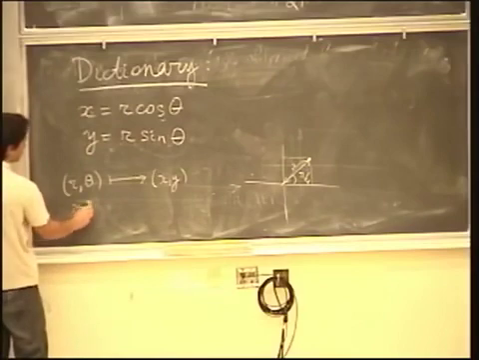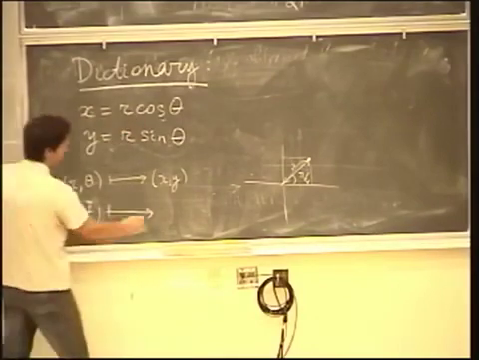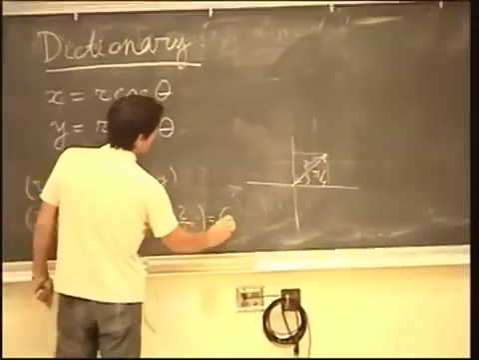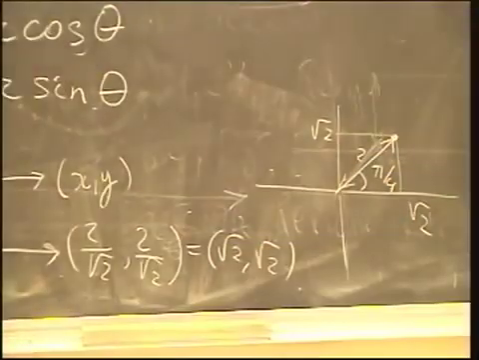So let's say 2 and pi over 4. You have to take 2 times cosine theta, and cosine theta is 1 over square root of 2. So it's going to be 2 over square root of 2, and likewise sine. In this case, sine and cosine are the same. So you end up with square root of 2, square root of 2. A very simple rule. So that's one way.